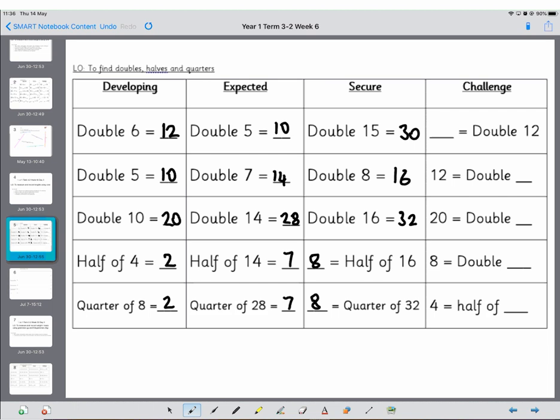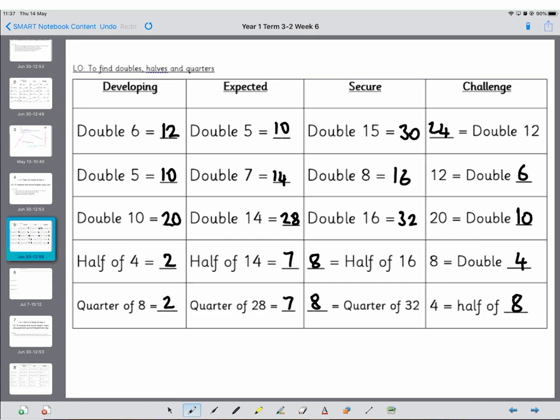Double 12, 24. Now, tricky, 12 equals double what? Well, effectively halving, so half of 12 is 6, and we put 6 in each box, and that equals 12. 20 equals double 10, 8 equals double 4, and the last one, 4 is half of, so we need to put 4 in each side this time, so the answer is 8. I bet you did brilliantly with that, and now we're going to have a look at the main part of the lesson.